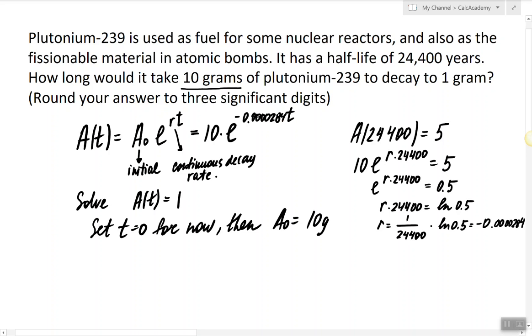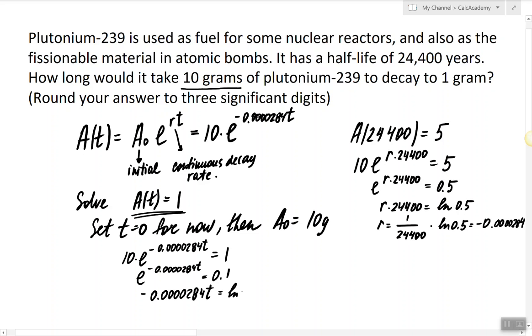And now using this formula, all I have to do is solve this equation. So A of t equals 1 means 10 times e to the negative 0.000284 t is equal to 1. And I can solve this equation for t. I can take the natural log of both sides, and then I can divide both sides by the coefficient on the left.